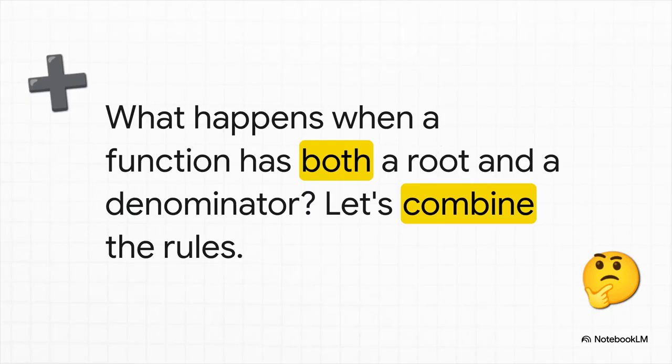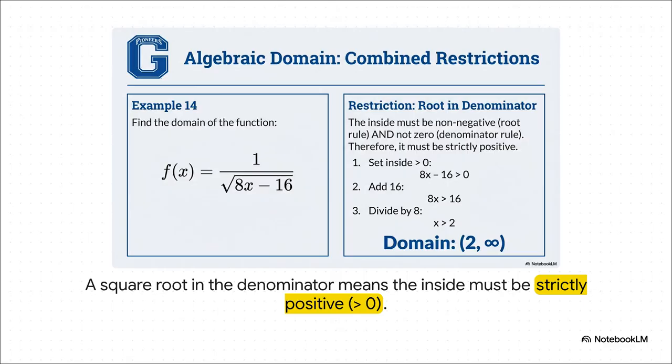Okay, you're ready for the next level? We've seen the square root rule, we've seen the denominator rule, but what happens when a function has both at the same time? Let's take a look. Aha, this is a fantastic example. We have a square root, but it's sitting in the denominator. So let's think this through.